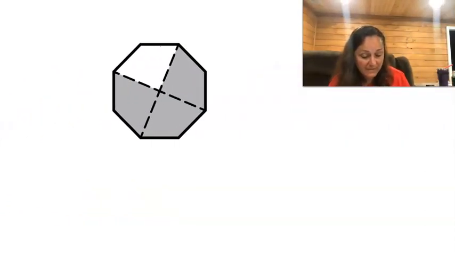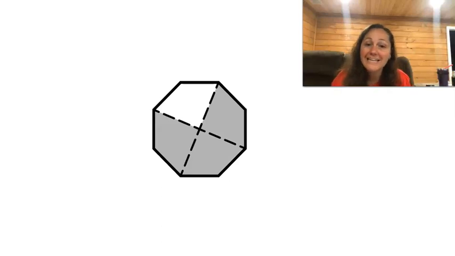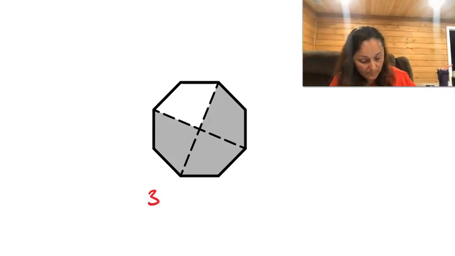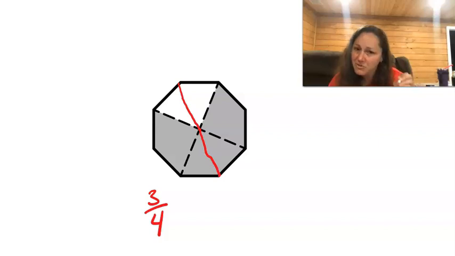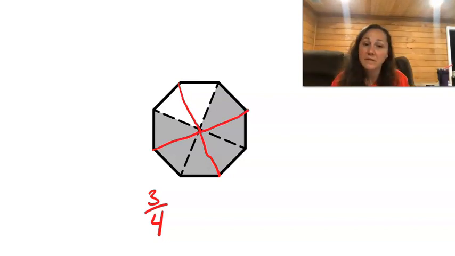Let's take a look at this guy. Again, I'm just going to cut each one of these shapes in half again. Watch this. So right now I've got how many pieces colored? 3 out of 4. And if I cut them each again, I can go right across. Sorry about my drawing. And then I go this way. I've cut them each again.